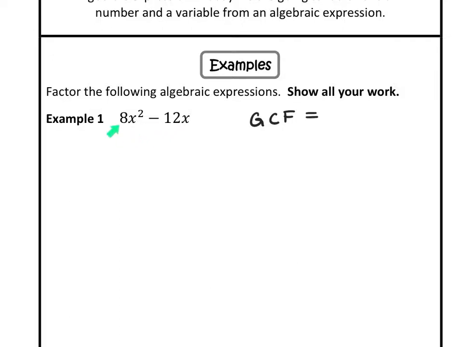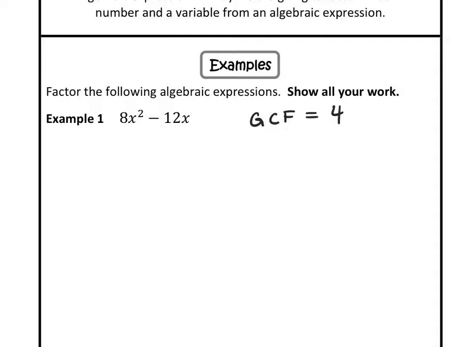So looking at these two, let's look at the numbers first, 8 and 12. What number can I divide both of them by? Well, I can divide both of them by 2, but is that the largest? Is that the greatest value that they have in common? Well, I think they have a larger one, right? They can both be divided by 4. So I'm going to say, as far as the numbers go, 4 is part of the GCF.